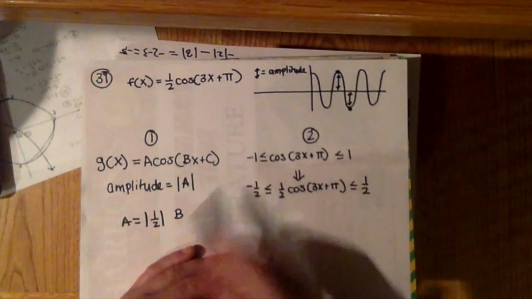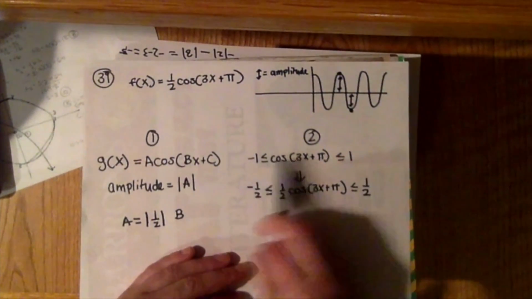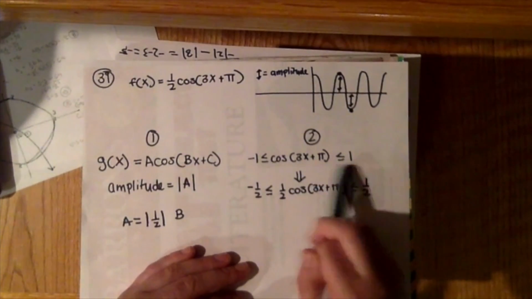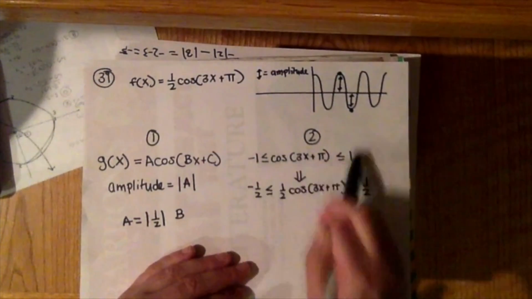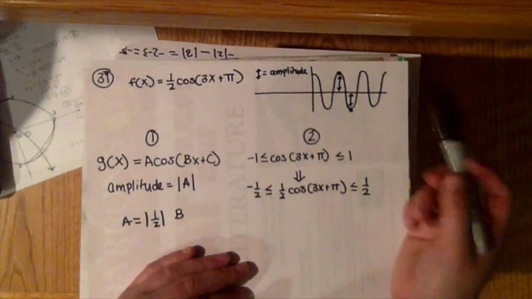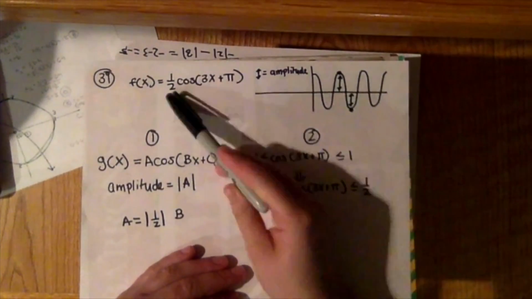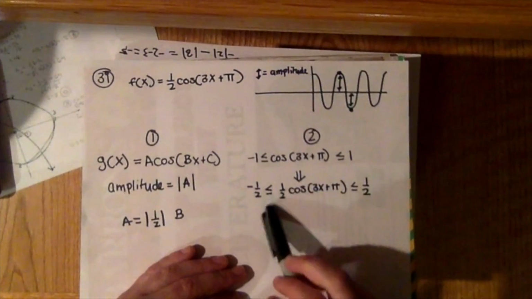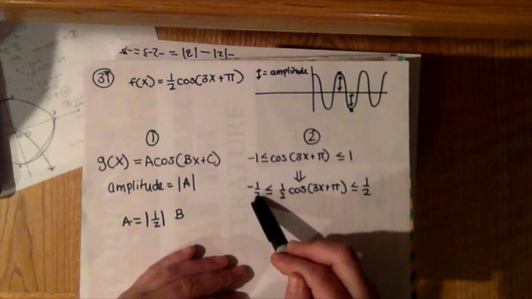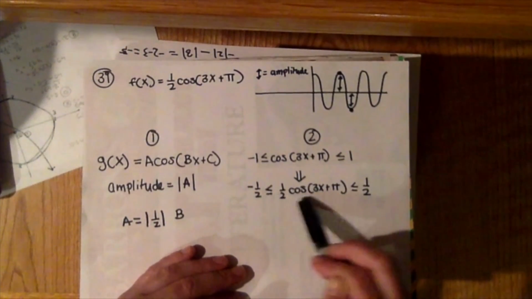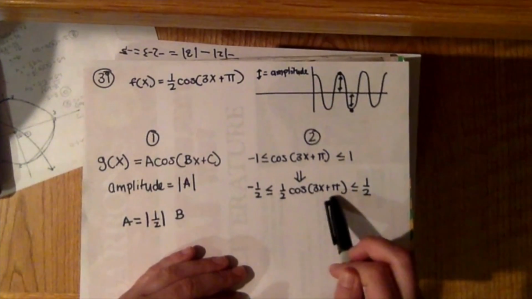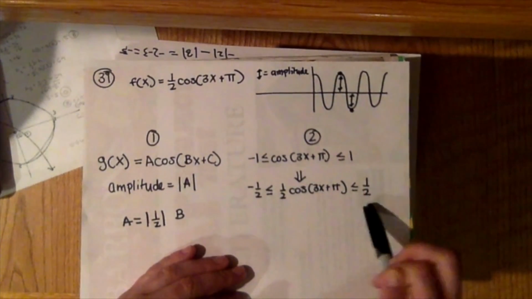So if we know that, we can set up this inequality here, and then we just multiply by our coefficient. So this can change to -1/2 is less than or equal to 1/2 cosine of 3x plus pi, which is less than or equal to 1/2.